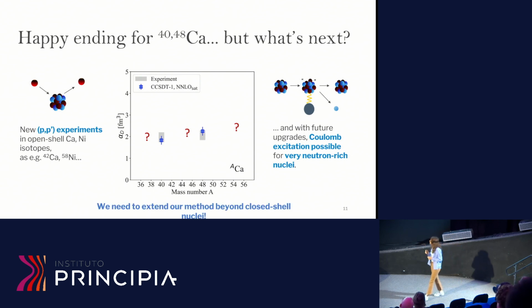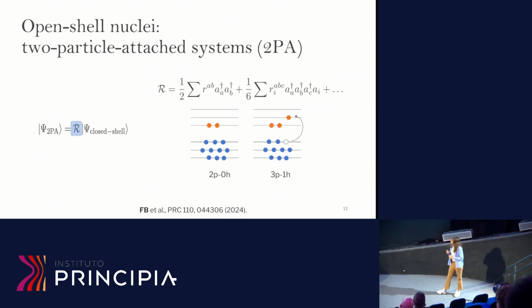So we need to extend our method beyond closed shell nuclei. One way to do it, still sticking to a spherical reference state, and we can test how much we can do with that, is to consider the case of nuclei in the vicinity of the closed shells, and in particular, two-particle attached systems, which are the object of this experimental campaign.